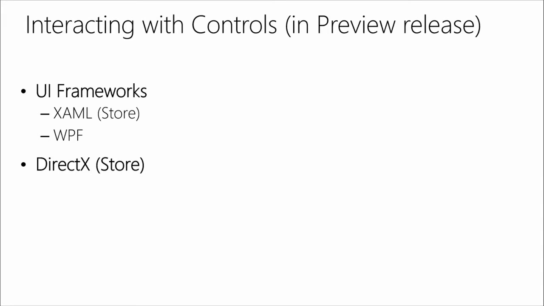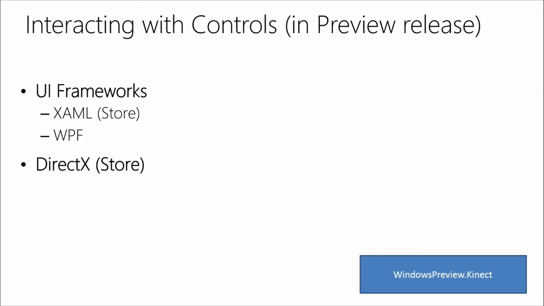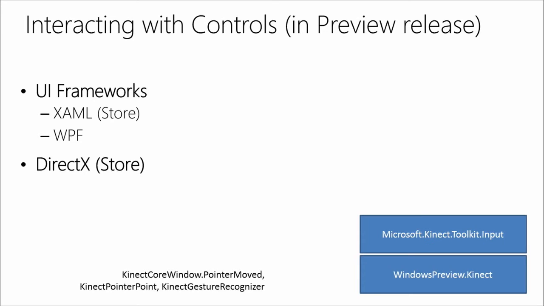Gotcha. So let's talk about what's in this preview release. We have support in UI frameworks for XAML, for the Windows Store, and for WPF on desktop. DirectX is also supported with a sample in the store. We also have native APIs, but we don't yet have a higher level sample for that. If you're interested in such a thing, please work with us. Fundamentally, there's this API at the bottom, which provides Kinect data. Windows Preview.Kinect provides those pointer points. There's a Kinect Core window class that has a pointer moved event. It provides Kinect pointer points. And there's Kinect gesture recognizers that understand what our press is and what our scroll is. So the API and the architecture is very similar to touch, mouse, and pen in Windows.